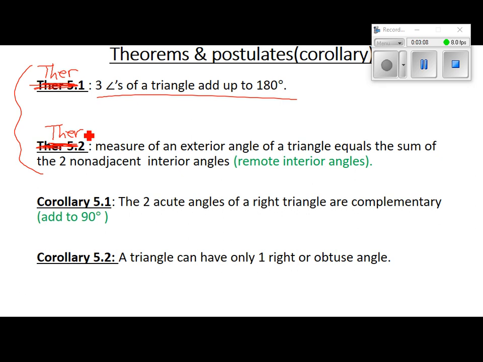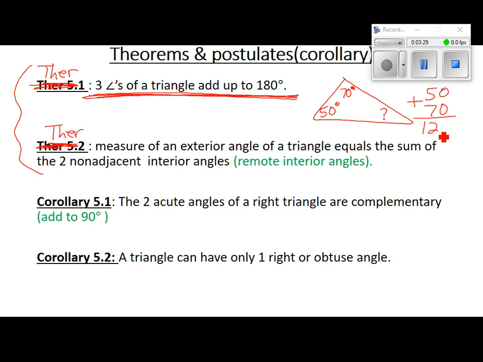So the first one here: the three angles of a triangle always add up to 180, no matter what they are. If I give you some triangle and I tell you this angle's 50, this angle's 70 degrees, you should be able to find this missing angle by adding those two up. So 50 plus 70, that's 120. Then subtract that from 180. The three angles of a triangle must add up to 180 degrees. So that missing angle there would be 60 degrees.